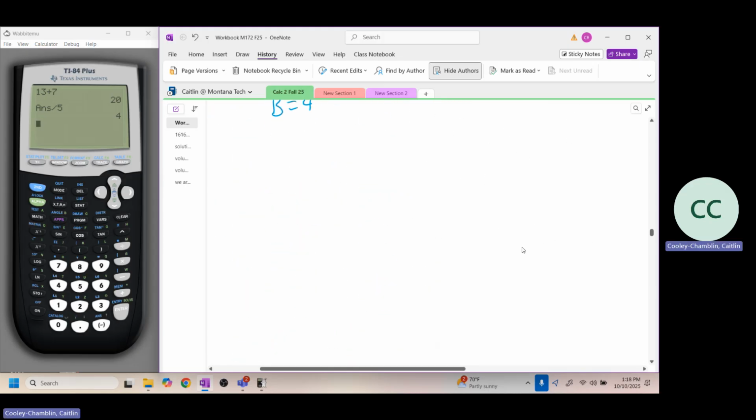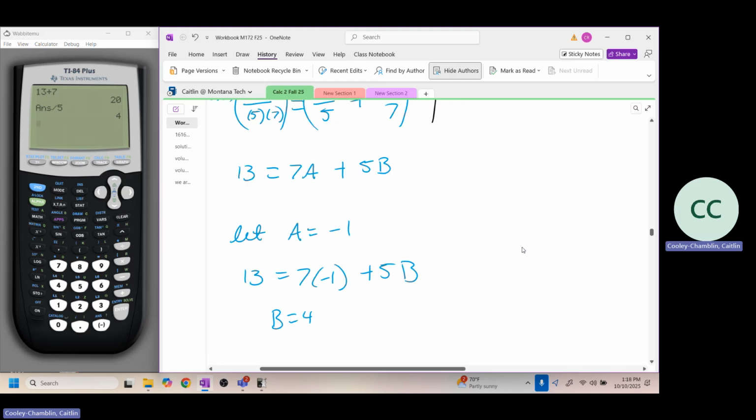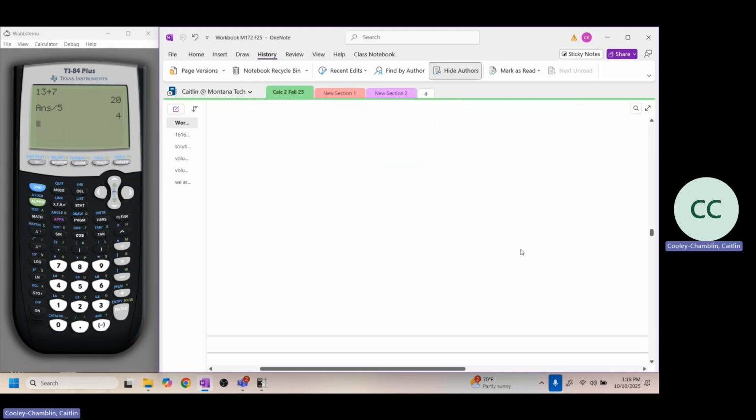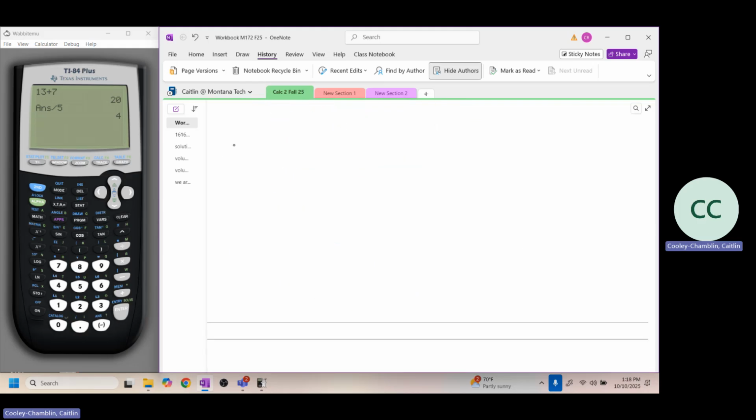And we can plug different numbers in. We really like numbers that work out to be whole numbers. We really don't like fractions. So if I just plug in a random number, we had this equation that 13 equals 7A plus 5B. And we can let A and B be anything, but then we have to solve for the other one.